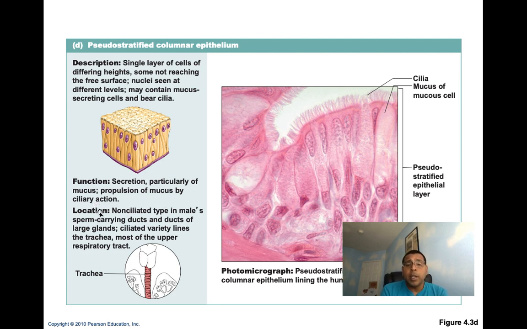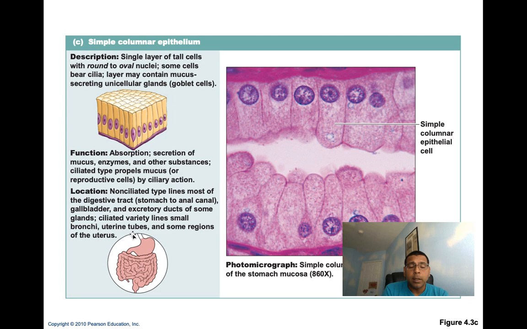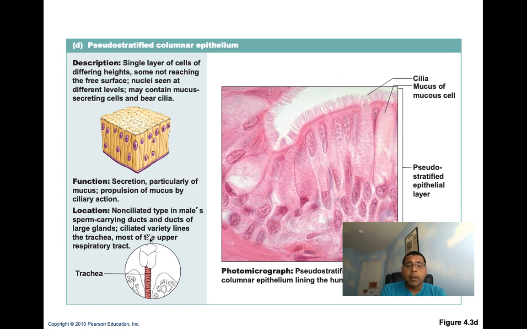Now, when you talk locations, non-ciliated pseudostratified columnar epithelium is found in the male's sperm-carrying ducts. Why do we need non-ciliated? Our sperm have cilia, so they swim where they need to go. Fallopian tubes, we saw, are going to have the ciliated type, because the egg doesn't have cilia, and the ciliated type is going to help move that egg forward. So sperm-carrying ducts and the ducts of large glands have the non-ciliated type. The ciliated pseudostratified columnar epithelium is going to be found lining the trachea and most of the upper respiratory tract.